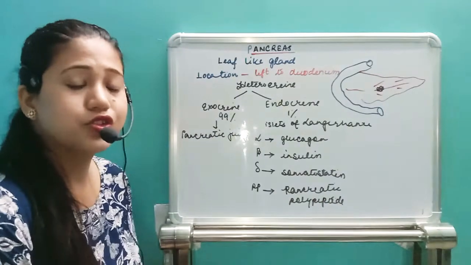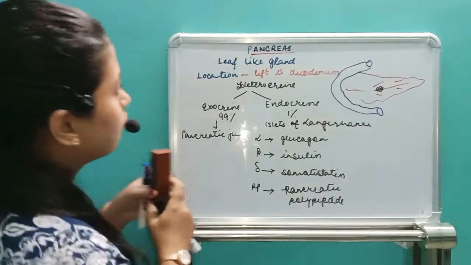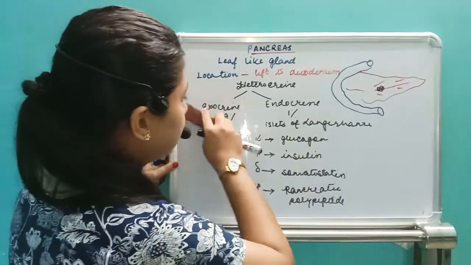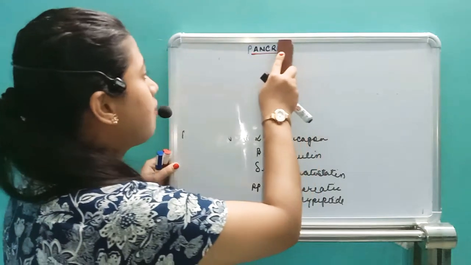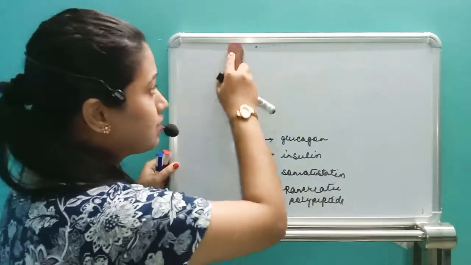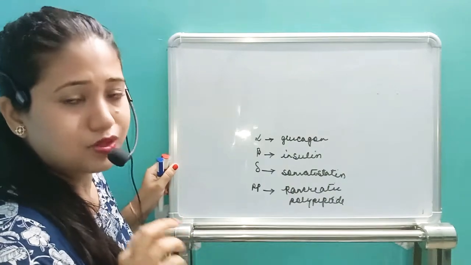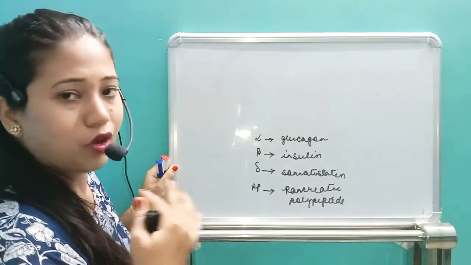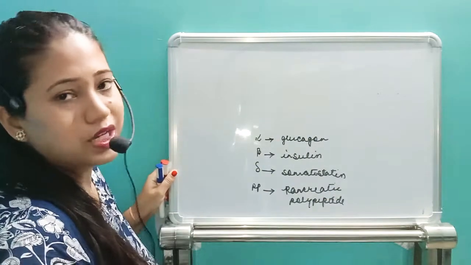What are the functions of all of the cells? Let's first rub off these parts. We'll see the functions of only the islets of Langerhans, because the function of the acinar cells, the exocrine part of the pancreas, we have already discussed. That part is not needed; we already saw it in the digestive system. Now we will see the functions of each of the cells.